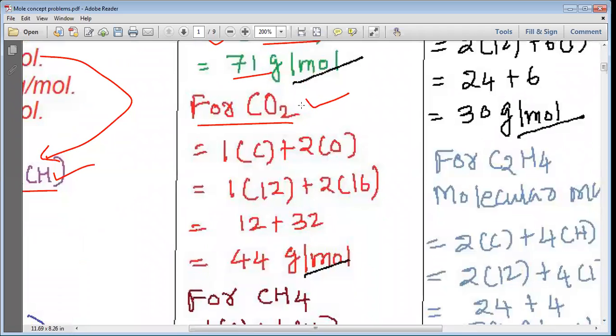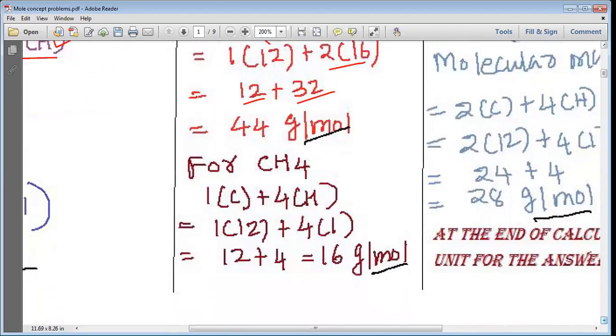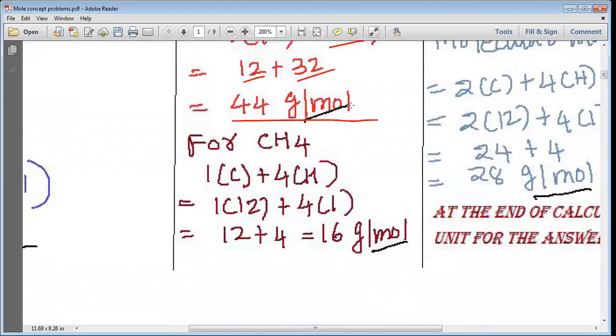Next, my dear students, we want to calculate the molecular mass for carbon dioxide. In the carbon dioxide molecule, there is one carbon atom and two oxygen atoms. Therefore, the molecular mass of carbon dioxide is equal to 1 into atomic mass of carbon plus 2 into atomic mass of oxygen. Atomic mass of carbon is 12 gram per mole and atomic mass of oxygen is 16 gram per mole. So 12 into 1 gives us 12, 16 multiplied by 2 gives us 32, and finally by adding 12 and 32 we get 44 gram per mole, which is the molecular mass of carbon dioxide.